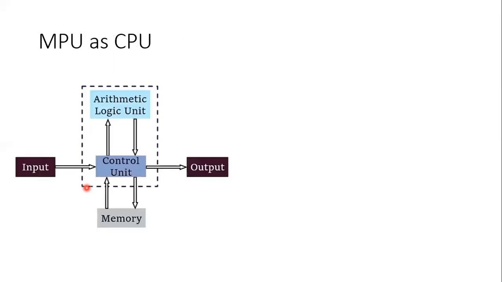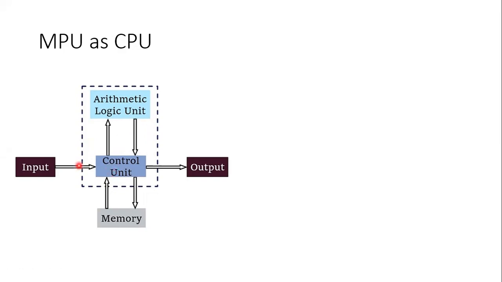Then the microprocessor as a CPU, that is the microprocessor unit. MPU means microprocessor unit. How does a CPU become an MPU? Okay, you see the block diagram. A computer consists of the following units: arithmetic logic unit and control unit. So this is the CPU. A CPU consists of ALU and control unit.